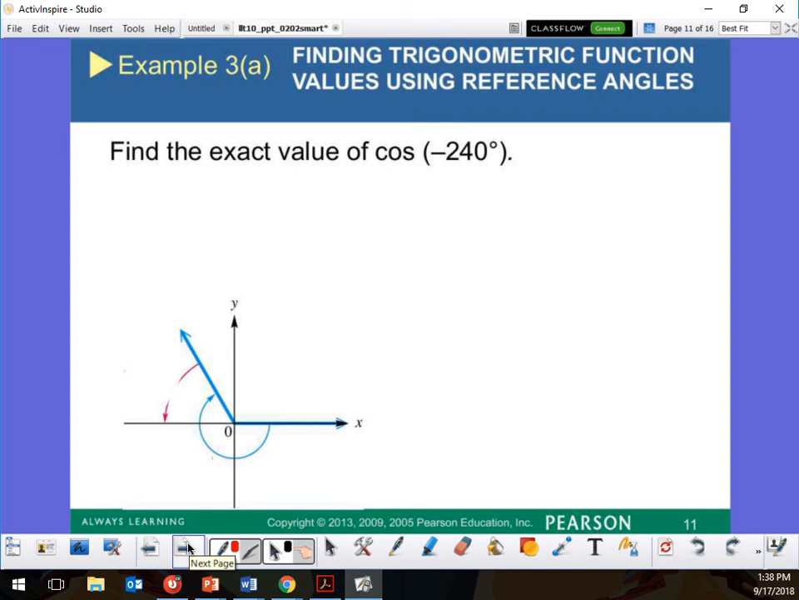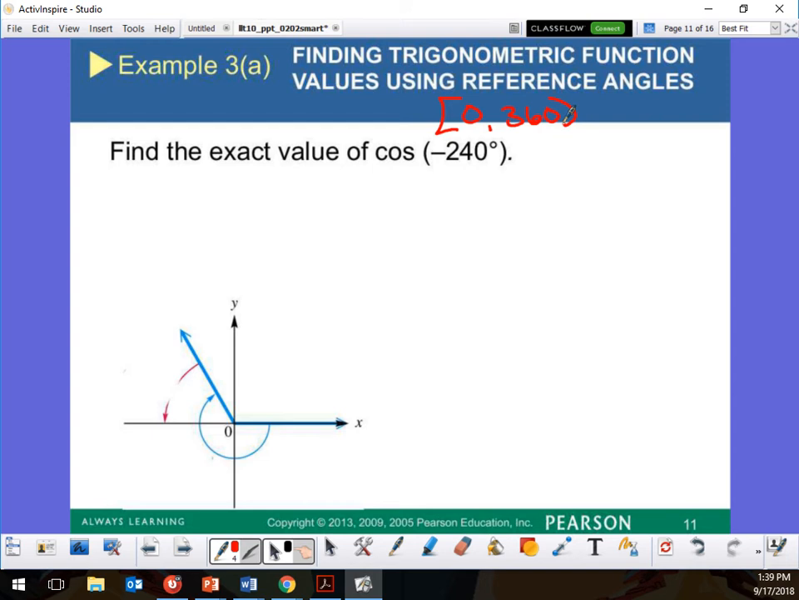Find the exact value of cosine of negative 240. So, to go back to what I just said, my interval is from 0 to 360. Is this inside that interval? No. Is it too much or not enough? Not enough. So what do I need to do? Add 360. So negative 240 plus 360 is 120.